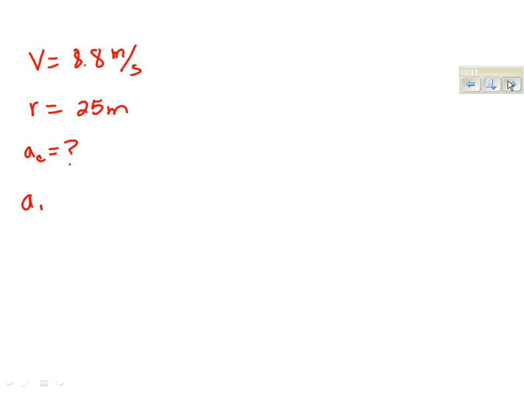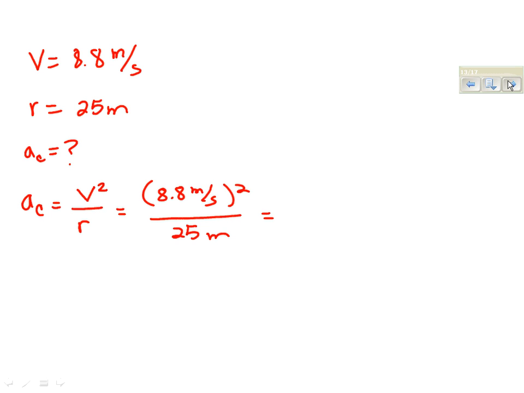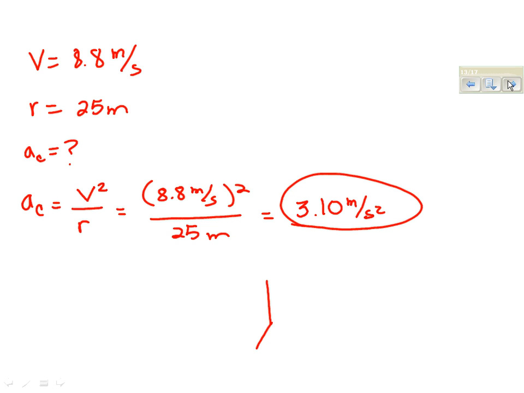So if you remember, centripetal acceleration is v squared over r. We have 8.8 meters per second, quantity squared, divided by 25 meters. And our centripetal acceleration is 3.10 meters per second squared. Now, what agent is exerting this force? If you have a runner on the track, it's the track that is exerting the force. So it's a frictional force.